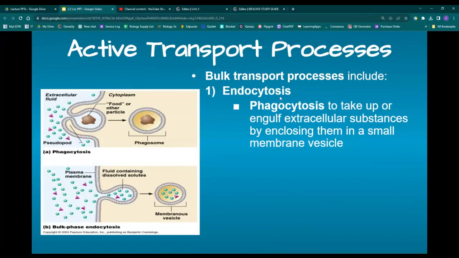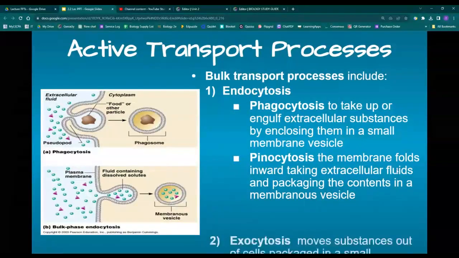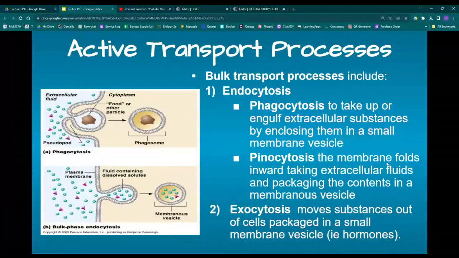Another type of endocytosis is called pinocytosis. It's where a divot is created and it creates a suction and sucks liquids in. So pinocytosis is mainly for liquids and dissolved nutrients, where phagocytosis is for larger substances. Phagocytosis points outwards, whereas pinocytosis points inwards. Exocytosis is exiting. It's the opposite of endocytosis. It's when we're pushing items out of the cell.